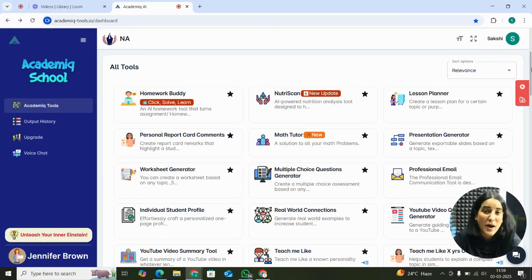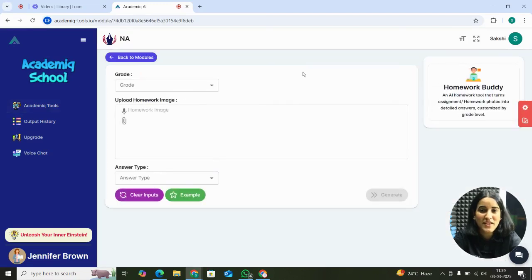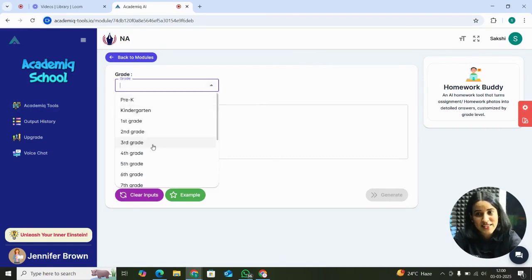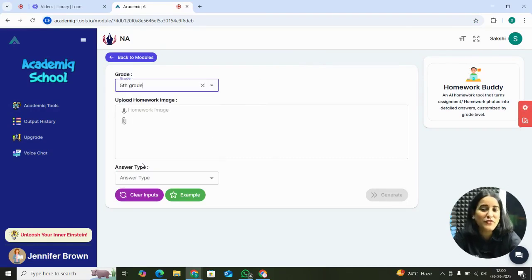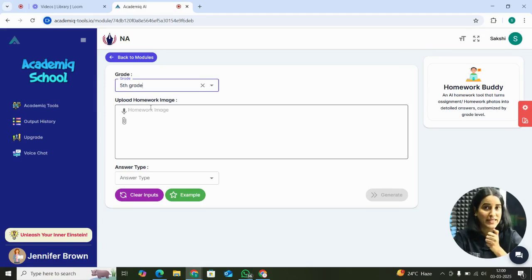To access this amazing tool, all you have to do is click on this tool, which is HomeworkBuddy. Once you click on it, you're just a few prompts away. The first one being grade. So let's say that you are in 5th grade. The next one says upload homework image. Here you have to ensure that you have already clicked a picture of your homework, and then upload it. Either you can type it as well.